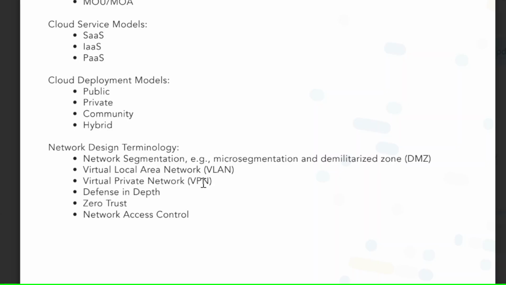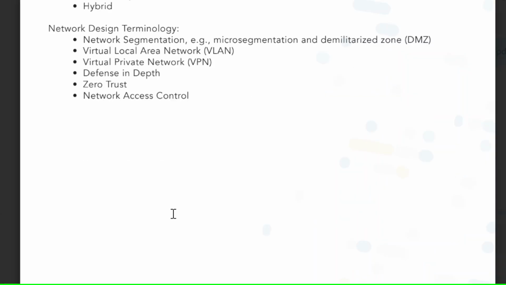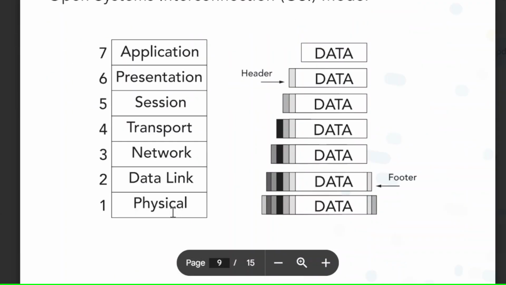Then we have network design terminologies. Under this we have network segmentation, for example microsegmentation and demilitarized zone. And we have virtual local area network, VLAN, and virtual private network, VPN, and defense in depth, zero trust, network access control. And this is a diagrammatic representation of the OSI model.